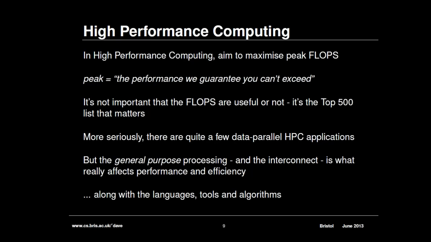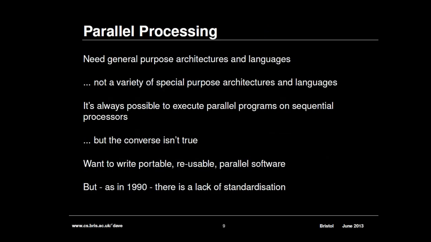When the accelerator won't do the job because the application doesn't fit properly, that's the way you can still get the machine to perform well. And that's precisely why Cray, of course, had the sense to make sure his main processor was able to do high-performance sequential processing. So anyway, the general purpose processing and the wiring is what affects performance and efficiency, along with languages, tools, and algorithms. An area which seems to me to be not in brilliant shape right now.